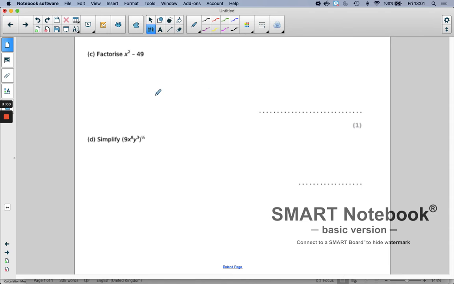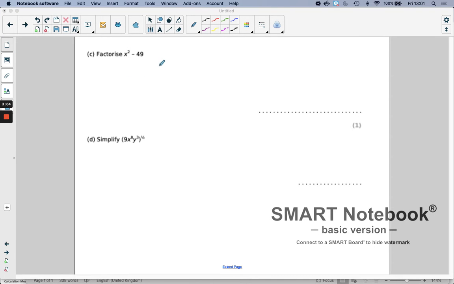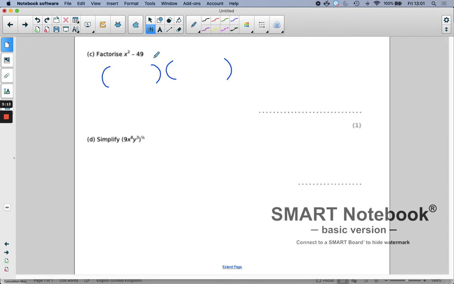For part C, it says factorise this. Now this one I've put in here to remind us of a key thing. Okay, we've got an x squared, so we're going to start thinking about brackets, but this is a special case. It's called the difference of two squares. If we've got a difference of two squares where we don't have the x term in the middle, normally we'd see something that looks like x squared, maybe plus 3x minus 49, for instance.